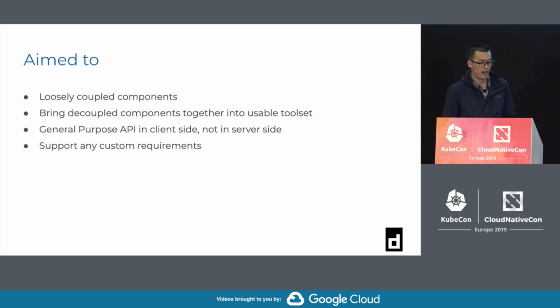So this is about the smart client here. We can see Kubernetes has been designed to have loosely coupled components, right? Those components can provide very stable and very reusable interfaces to us. So we can see the smart client can assemble several components together to provide a very useful toolset library to do the integration. So we can see the general purpose API is on the client side, not the server side. So we can do a lot of customized things on the client side.